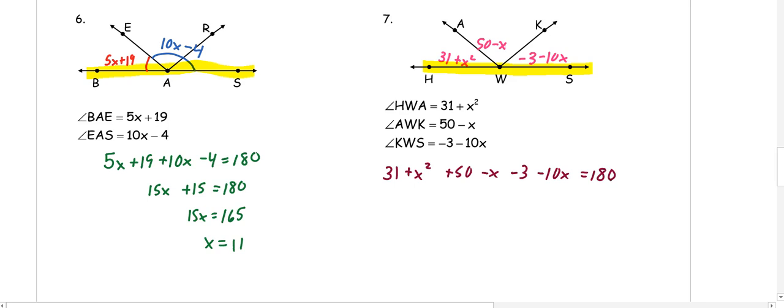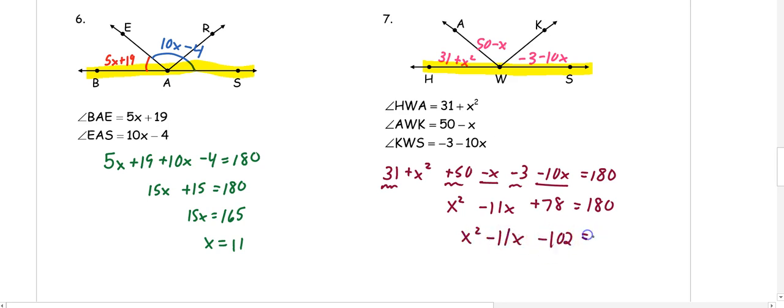Before I do anything, I want to combine like terms. So I'm left with x squared. My x's combine to become minus 11x. And my numbers combine, 31 plus 50 minus 3, to become 78, which is equal to 180. Now I see an x squared, so I'm going to subtract 180 from both sides. So when I do that, I get x squared minus 11x minus 102 equals 0.